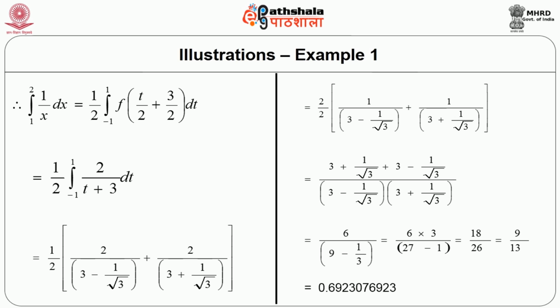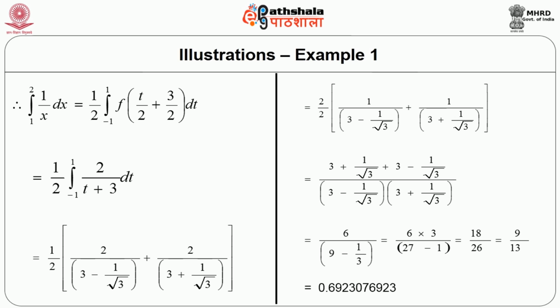So, it is 1 by 2, the value of 2 by (t plus 3) at minus 1 by root 3 is 2 upon (3 minus 1 by root 3), and at 1 by root 3 is 2 upon (3 plus 1 by root 3). Usually it would be evaluated if we are using a computer program. Here we can simplify manually.